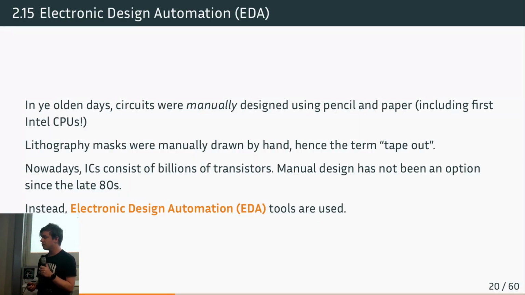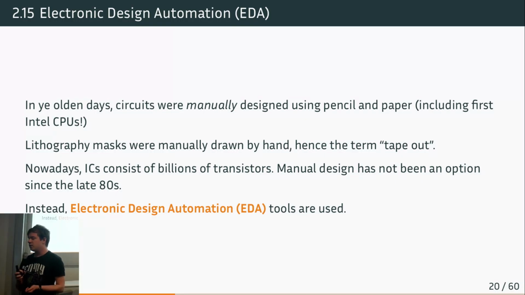So now let's talk a little bit about what electronic design automation, or EDA, is. Basically, in ye olden days, chips were mostly designed using pencil and paper from scratch. And this actually includes the first Intel CPUs. Transistors were manually drawn out. But that's where the term tape out comes from. If you've ever heard people talking about taping out a chip, this is what they mean.